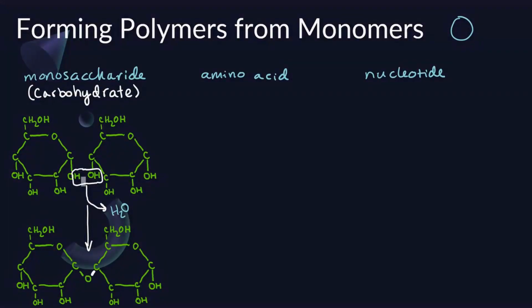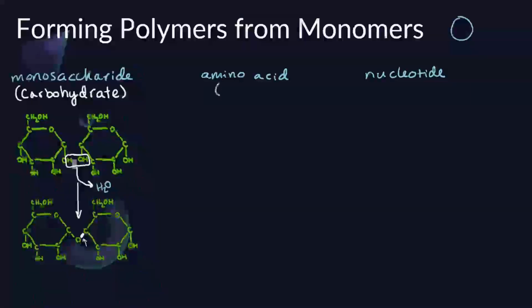And so keep in mind, this oxygen that I'm pointing to is the same as the oxygen up here. The covalent bond that we made is actually the bond that's just to the right of this oxygen. It's linking the two monosaccharides together.